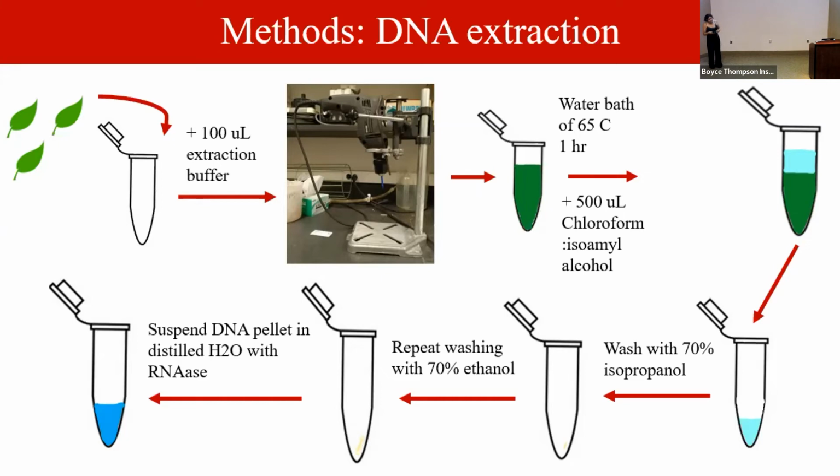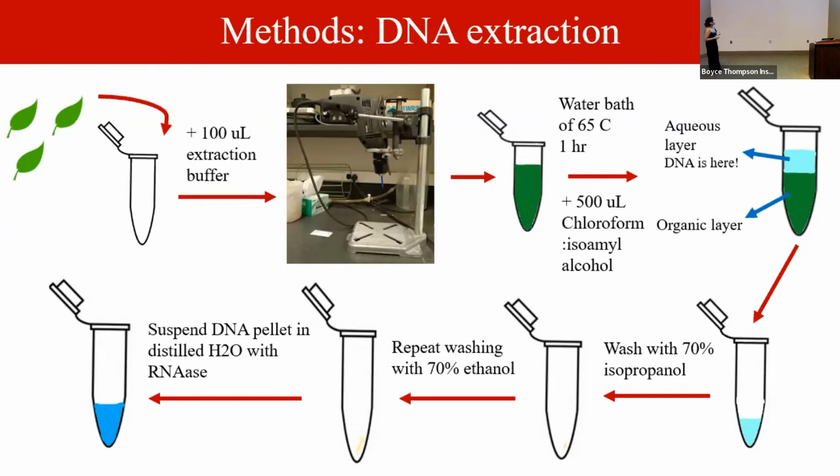After 500 microliters of the chloroform isoamyl alcohol was added, I took this tube forcefully between 2 tube racks and centrifuged it. This allowed for 2 layers to be visible, the aqueous layer and the organic layer. And the aqueous layer is where the DNA is. So I went ahead and transferred that aqueous layer into a new tube.